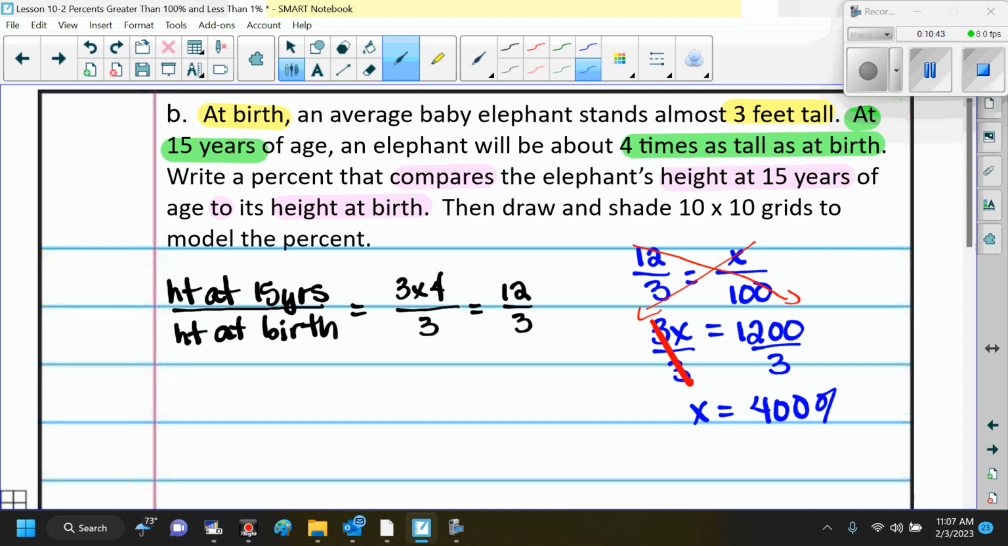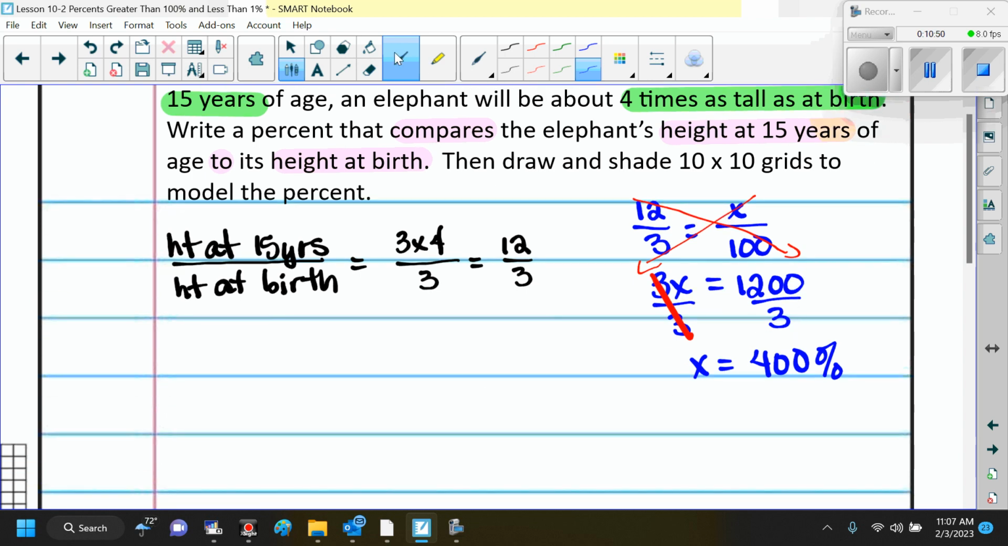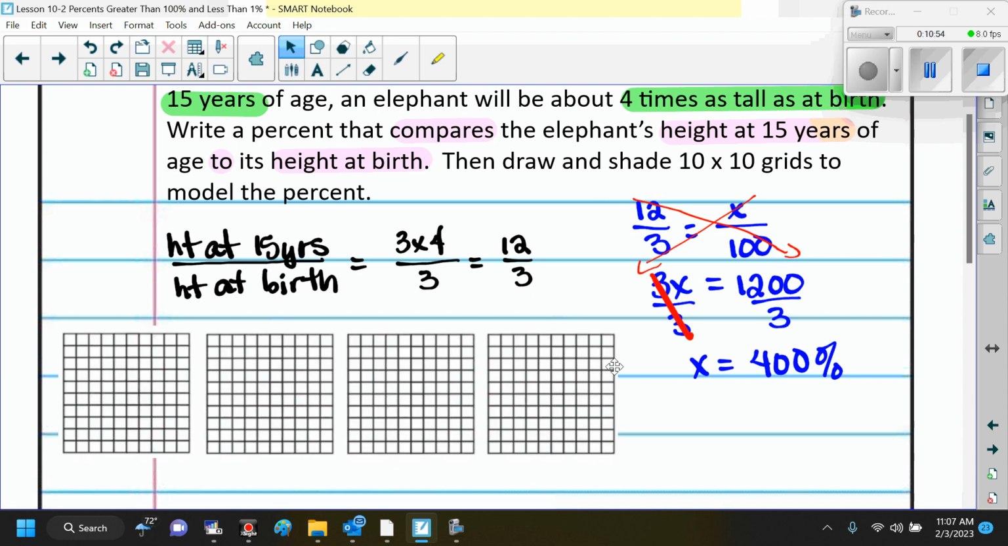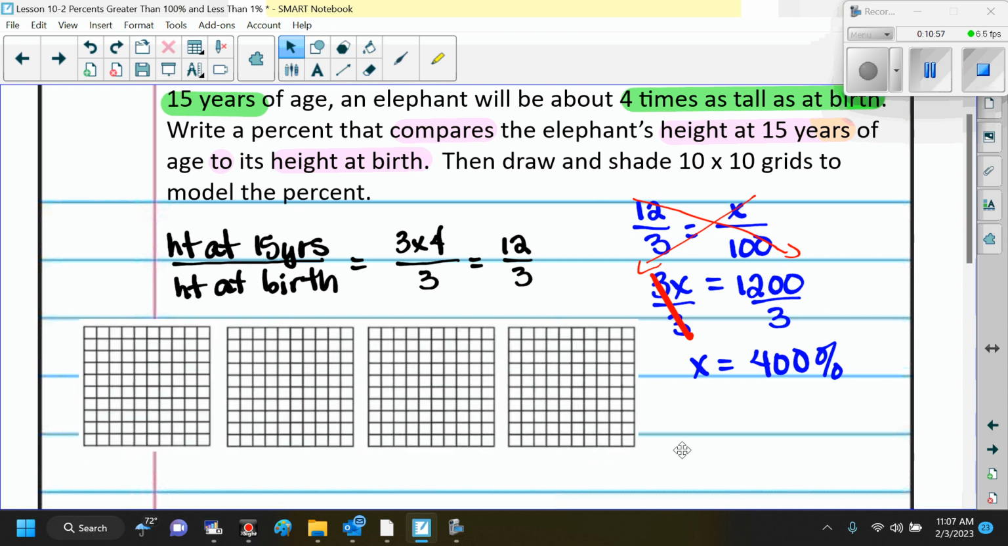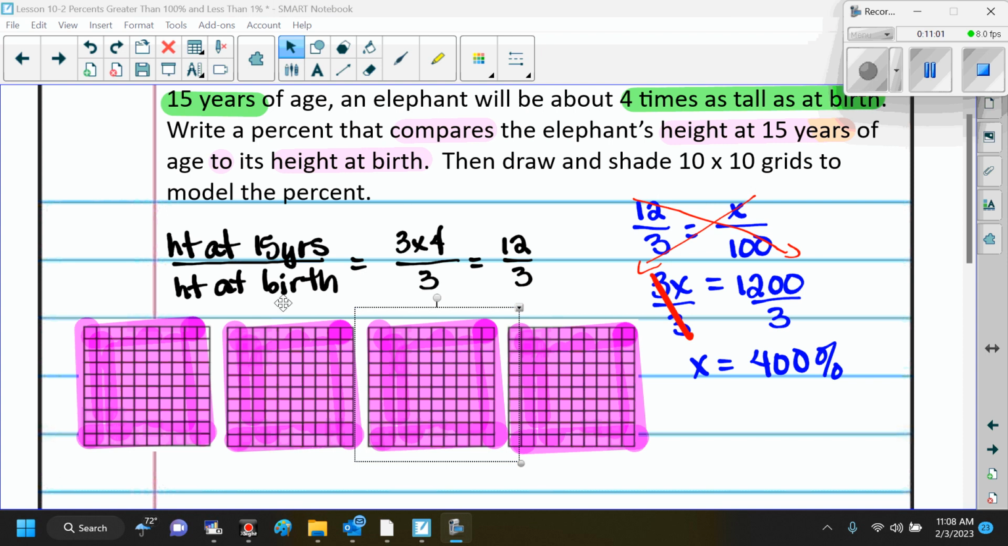And that's 400 what? Percent. Very good. And how do I show 400% with the grids? You shade 4 of the 100 grids. Very good. So we want to shade in all 4 of these 10 by 10 grids. So this is what the 400% looks like.